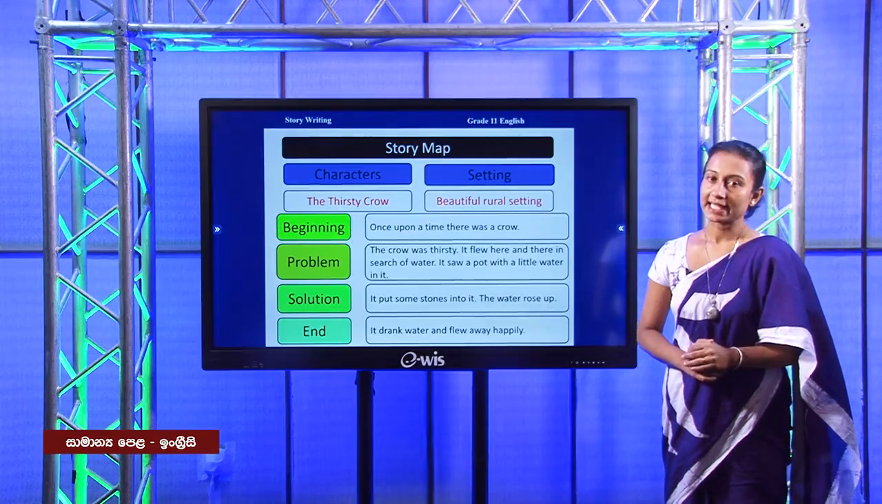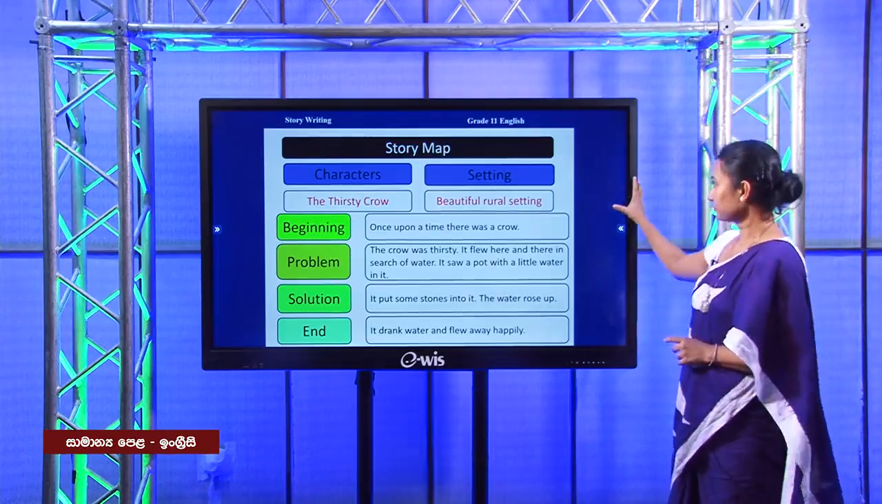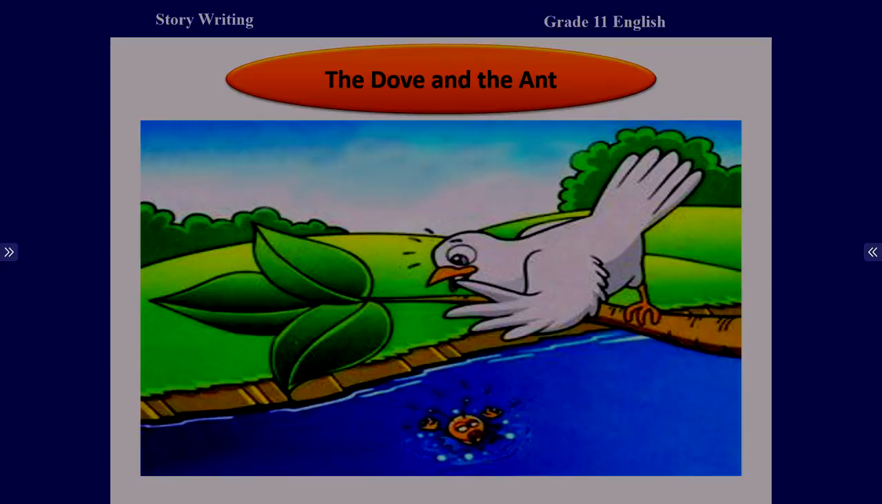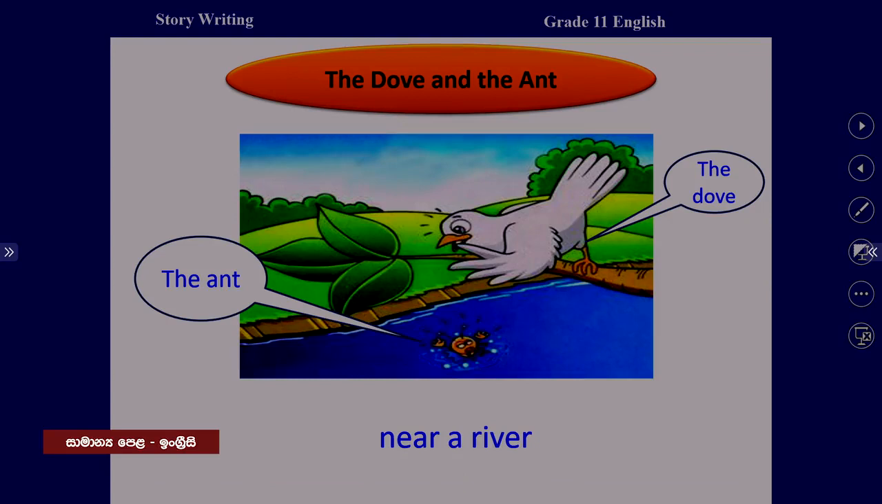Children, let's see the second story. The dove and the ant. This is the second story. What are the characters of this story? There is an ant and the dove. What is the setting? It is near a river.